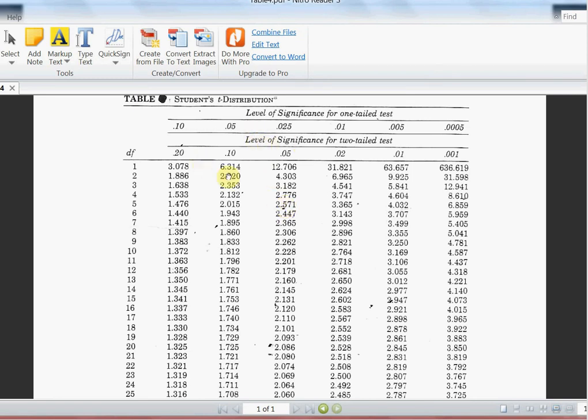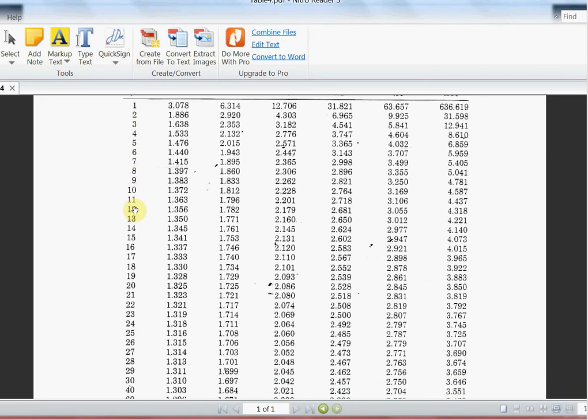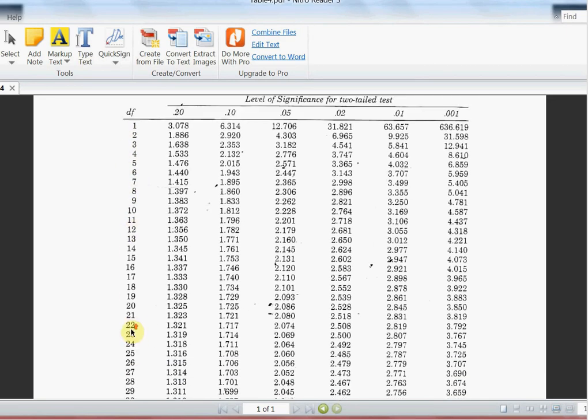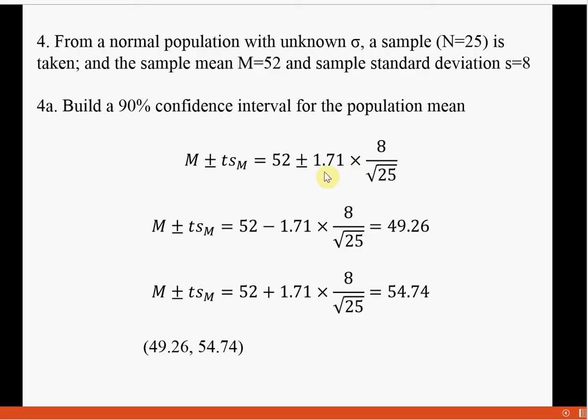So 10% level of significance corresponds to a 90% confidence interval. So we look for the column with the heading 10%. Now the degrees of freedom, read from the first column. You go down until you find 24, then you read across until you find the column with the heading 10% here. Okay. The t-score is 1.71. So this t-score corresponds to 90% confidence interval with degrees of freedom 24.